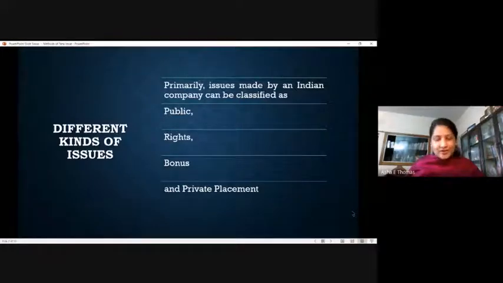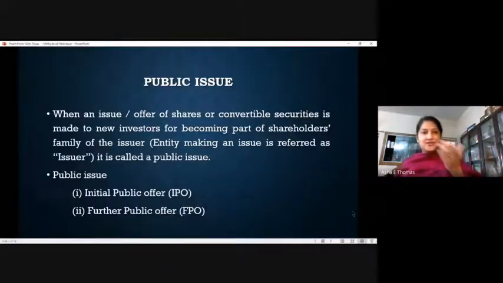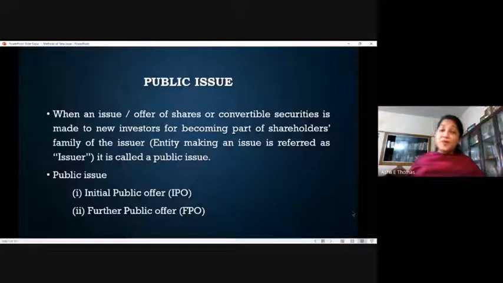Going with the first one, the first kind of issue that is very common is the public issue. As the name indicates, when the company makes its offer to the general public, it comes under the category of public issue. It is an offer because it is not mandatory for the public to subscribe. If they find the company's offer attractive, they can purchase the shares of the company.